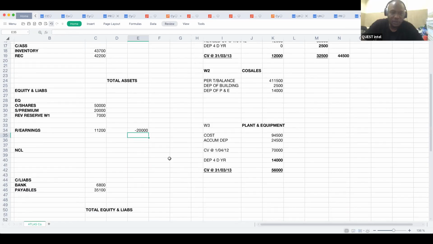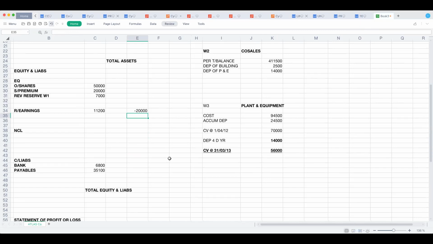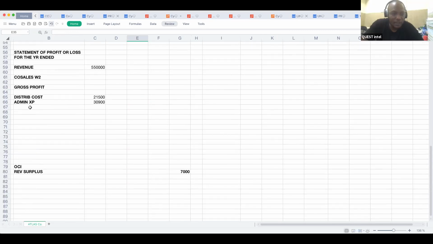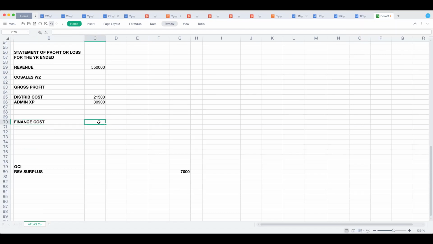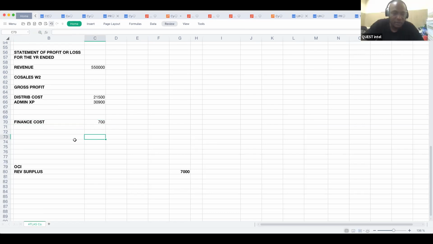All right. What's next? Bank interest. Interest, finance costs. We had admin expense, and after that we should have our operating profit, which I don't care about. So I'll just put finance cost somewhere here, and after that I have tax. Finance cost, how much? 700. Great. What's next? Tax. That's the last one.